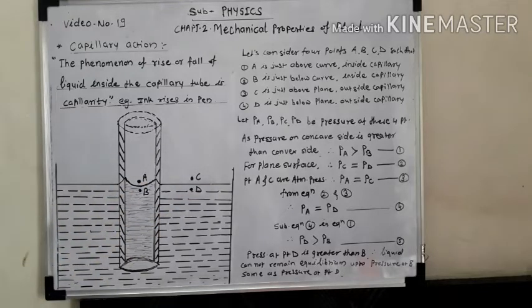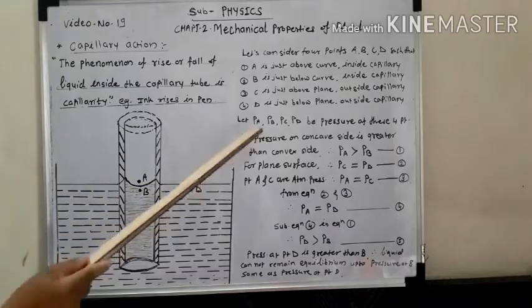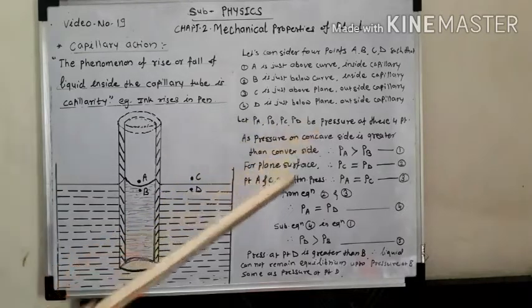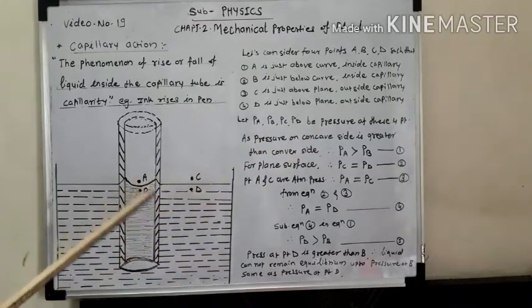These are the 4 points we have to consider here to see the capillary action. Now, these points A, B, C and D we have to consider here. Let PA, PB, PC and PD be the pressures at these 4 points respectively.